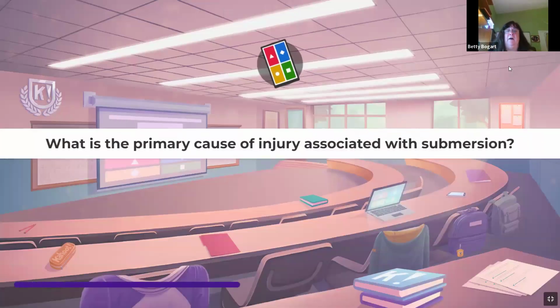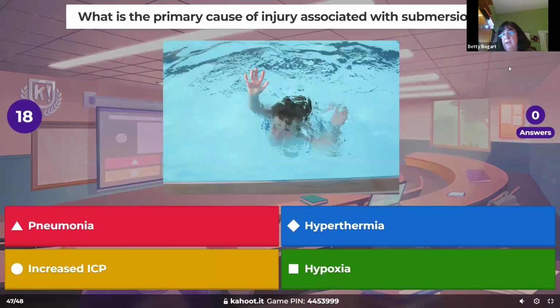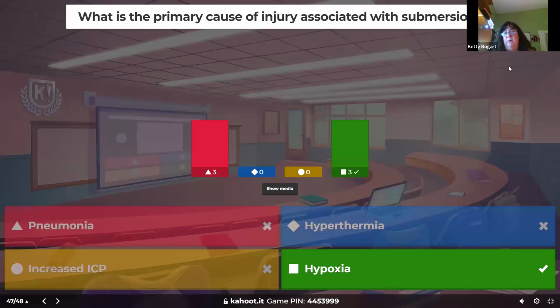What is the primary cause of injury associated with submersion, drowning? You know, living in South Florida, I've seen a few drowning cases in my career. I've seen some good outcomes and some not good outcomes. And many times these kids come in and they're awake and alert and running around the trauma room. Well, the thing with submersion, they have had a moment where water filled their lungs and they had no oxygen. So it's called hypoxia. That's why that's the answer.